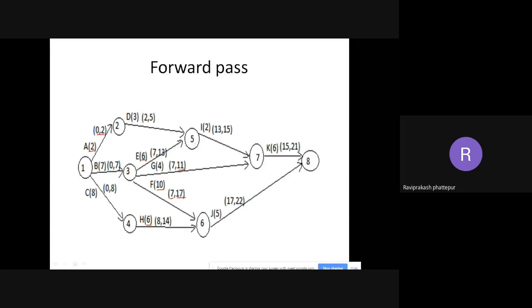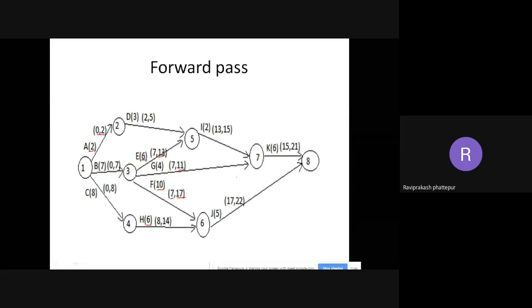Now coming to activity I, that is on top, the fifth one. If you see, there are two activities coming here, that is E and D. Only after both can I start. That means I have to take the maximum. The maximum duration is 13, which is here. So it will start at 13, plus 2 is 15. So 13 plus 2 is 15 here.